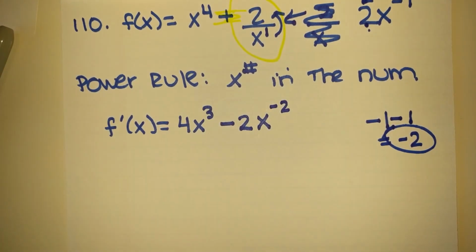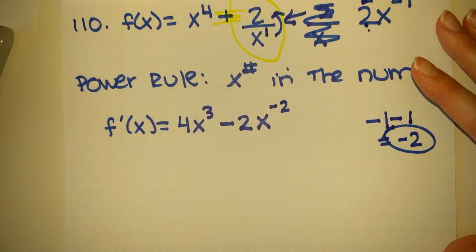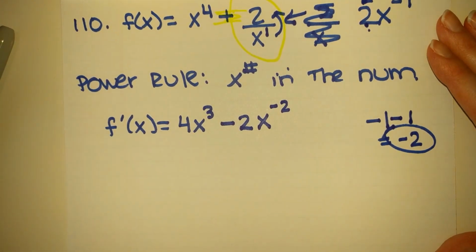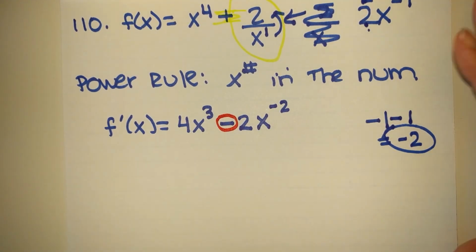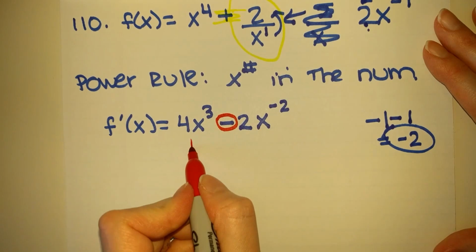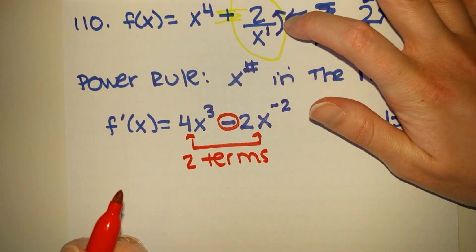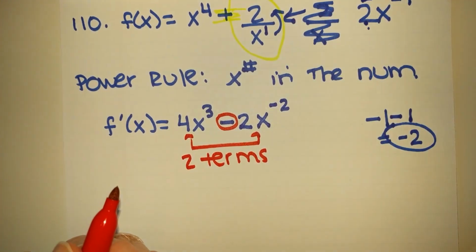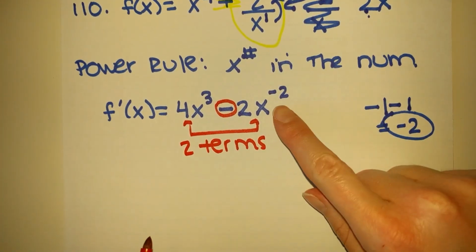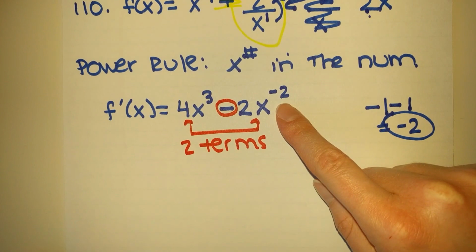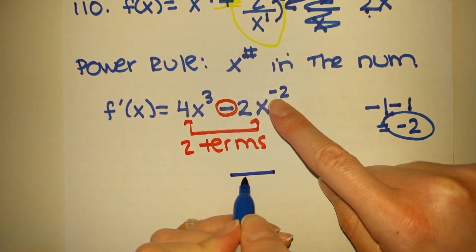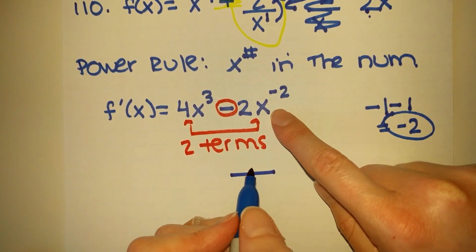Okay, so that is an acceptable format for the answer, but be careful in your simplification, because sometimes people can get a little carried away with the simplification. Notice here, remember, our terms are separated by plus and minus signs. So here you have 2 terms in the derivative, you had 2 terms in the first function, and you also have 2 terms in the derivative. So when you start to bring this negative exponent down, it's only going to go down in the second term.